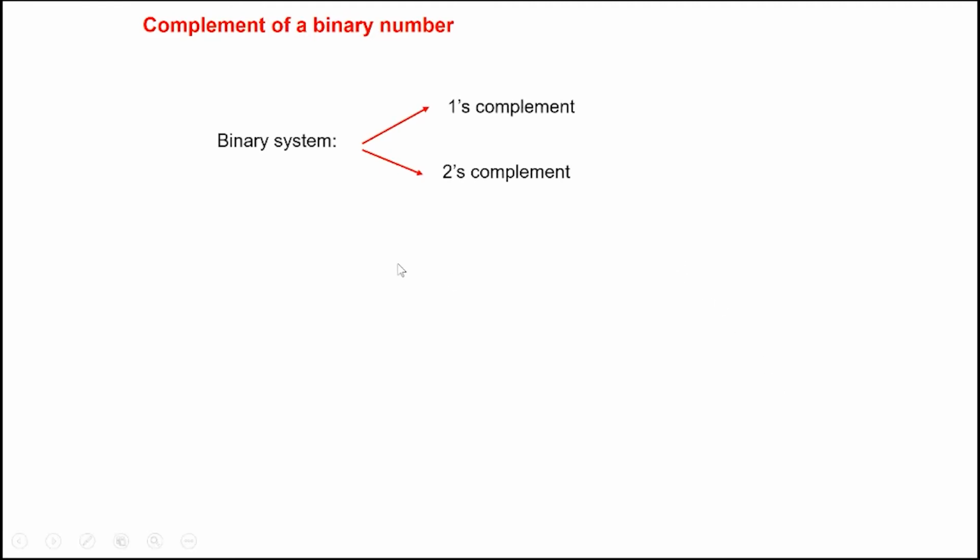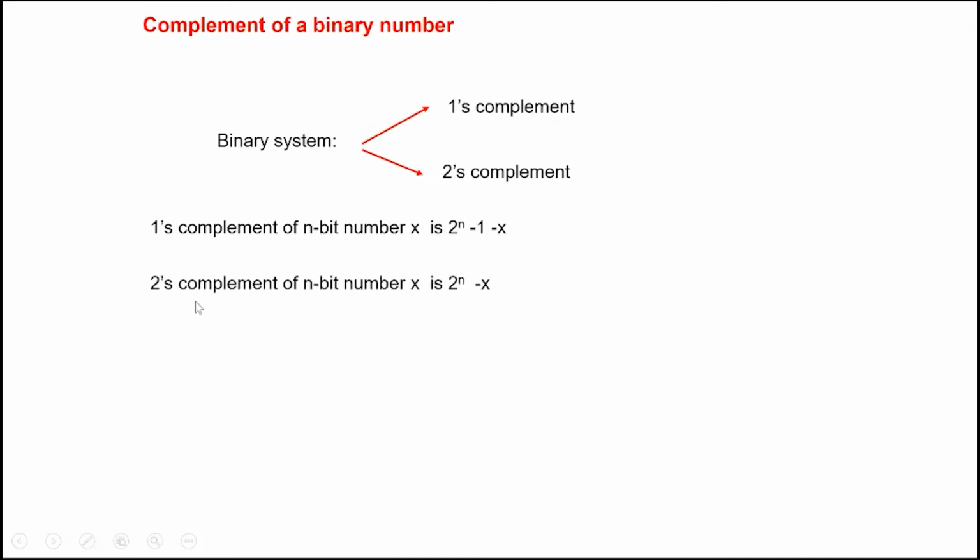All right, so for example, if you take a binary system, then you can talk about 1's complement and 2's complement. All right, so 1's complement of an n-bit number x is 2 to the power n minus 1 minus x here. Okay, so 2's complement of n-bit number is 2 to the power n minus x here. Okay, so similar thing here. For example, what is 1's complement of 1011? Well, how many bits are there? 4 bits. 4 bits are there. So 2 to the power 4 minus 1 minus 1011.